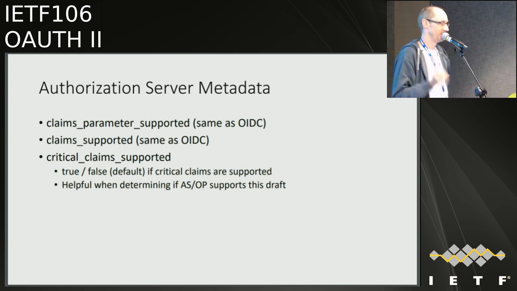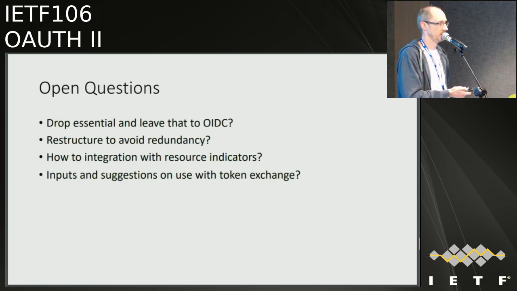So it's in there. The important part is that critical claims be supported, because you might be talking to an OP, an OpenID Connect open provider that doesn't support this. So it is helpful to know that the OP is also supporting this draft, or the AS is only supporting this draft. I think that's the point on this slide to be aware of.